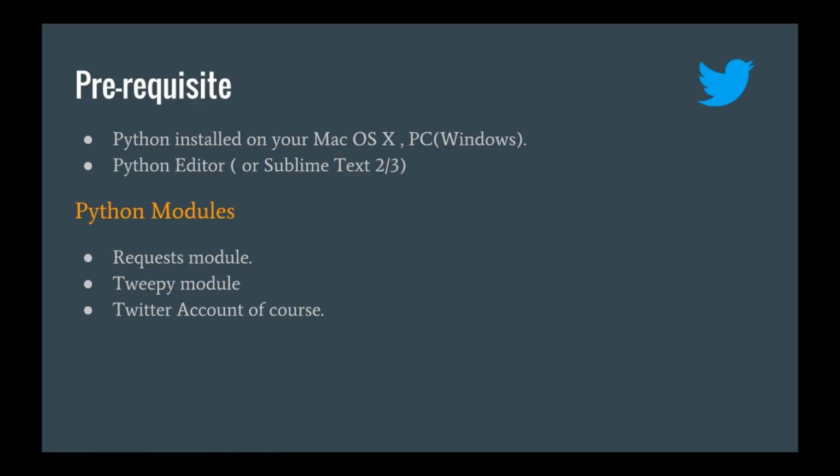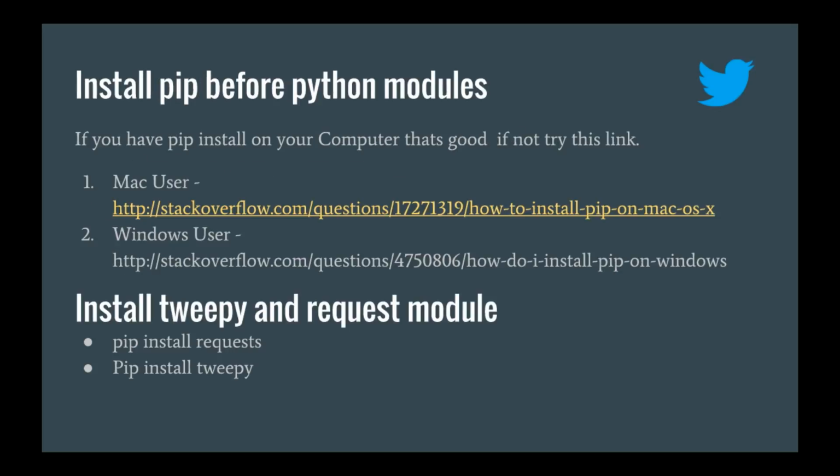First one is the requests module. The requests module basically allows you to have a connection. It's an HTTP module, so you can make any kind of HTTP request like GET or POST, and you can just do it using the requests module. And Tweepy is basically a module which allows you to post to your Twitter account. Of course, the third one will be a Twitter account. You must have a Twitter account for this. And let's start.